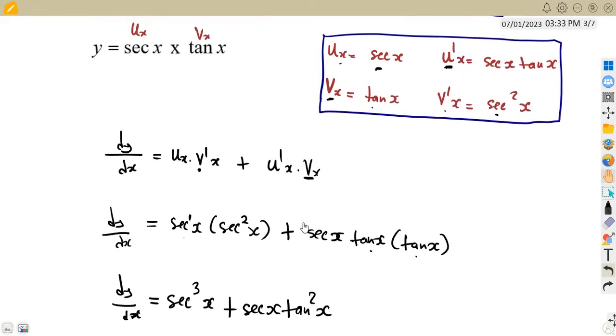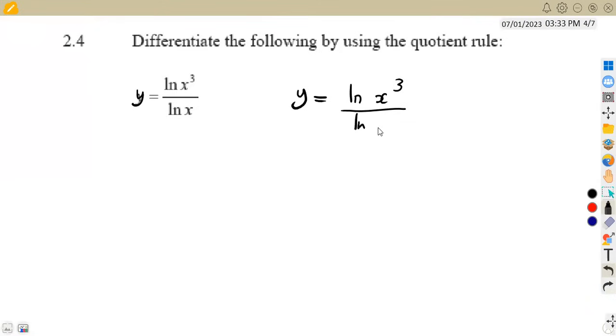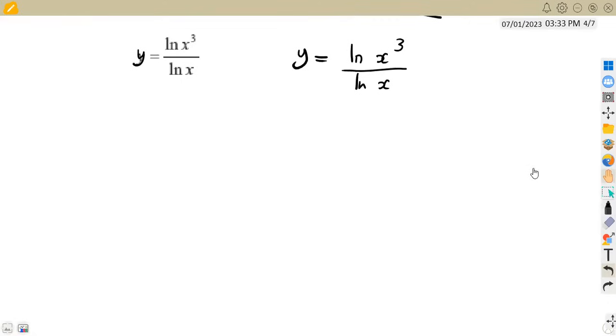So all you need, guys, when working with the quotient rule, is to understand your formulas. Product rule, understand your formulas. Each and every part that you're given, know how to substitute and how to simplify further. Just like this question, again, to differentiate the following by using the quotient rule. Let me rewrite it again: y is equal to ln x to the exponent of 3, everything over ln x. And we are asked to use the quotient rule in this case.